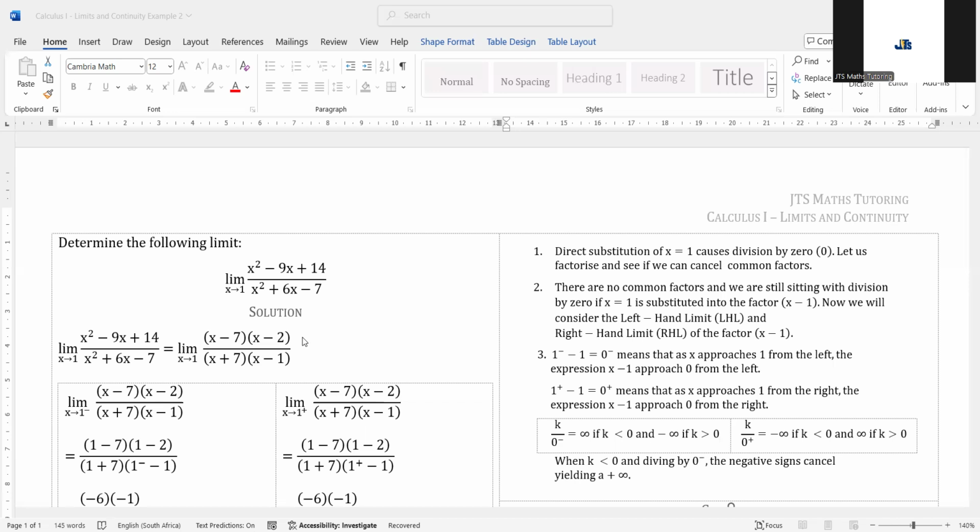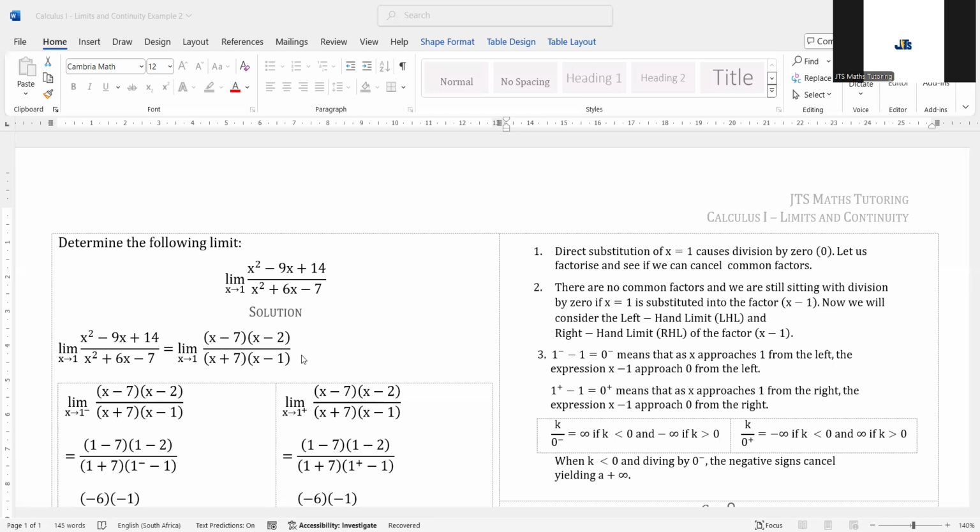What if I factorize? Am I going to get some common factors where I'm going to do some cancellation here? Okay, cool. Let me see. If I factorize the numerator, I have x minus 7 and x minus 2 as my factors. If I factorize the denominator, I've got x plus 7 and x minus 1 as my factors. And I can see that there are no common factors right there.